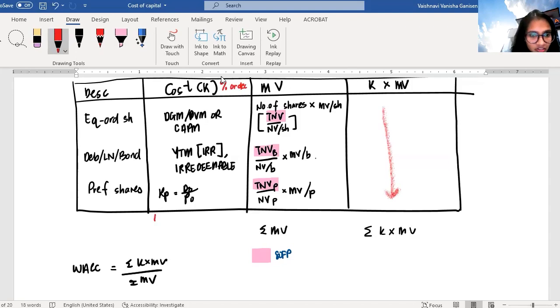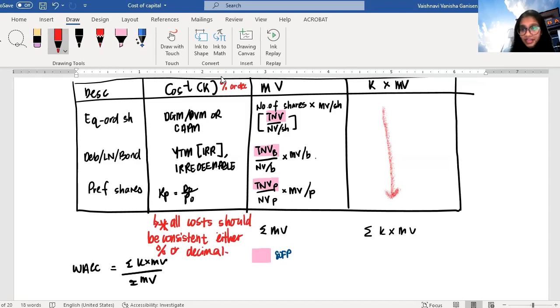So please write yourself a reminder. All costs should be consistent. Either percentage or decimal. Please remember that, guys. Don't forget, because this is very important. If you get this wrong, you are losing marks for no reason. Don't waste your easy marks. WACC is an easy topic. Do not waste your easy marks.